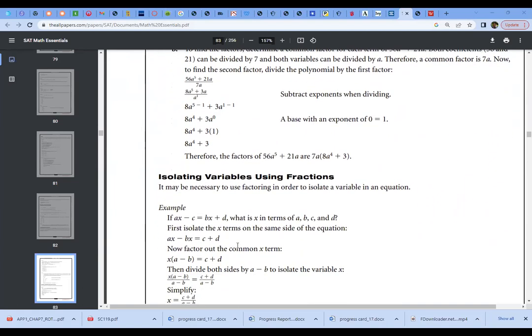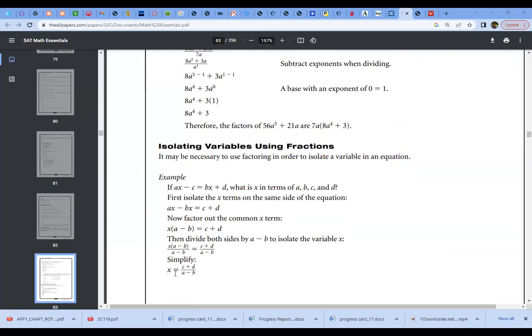Another way, isolating the variable using factoring. It may be necessary to use factoring in order to isolate a variable in an equation. So if ax minus c equals bx plus d, what is x in terms of a, b, c, and d? First, isolate the x terms on the same side. Move negative bx to the other side, then make the factoring, and then divide both sides by the factoring part to find the value of x.